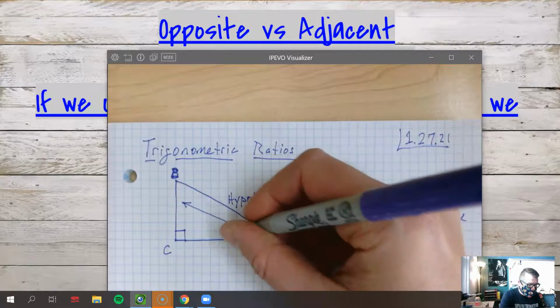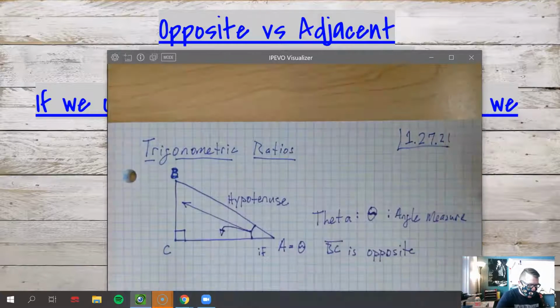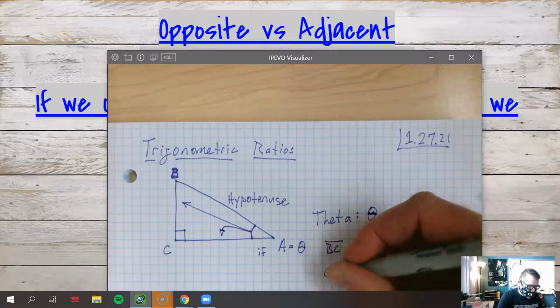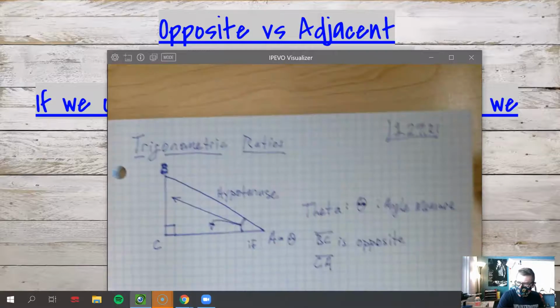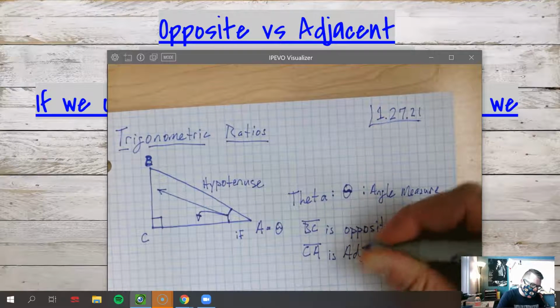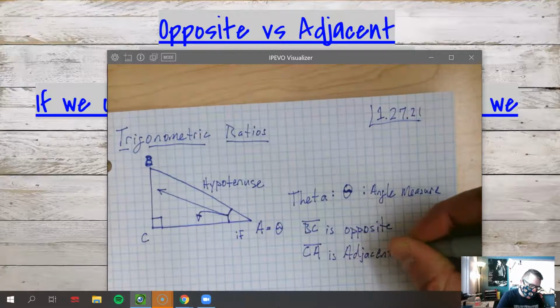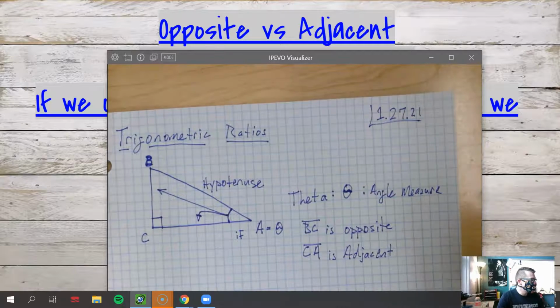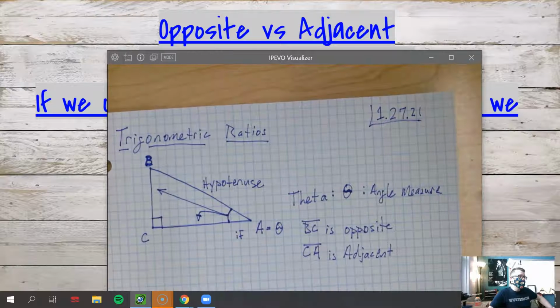And what that also means is CA is adjacent. Because we know the word adjacent, and if you need to write this down, adjacent means next to and touching. So remember, it doesn't just mean next to. It means next to and touching.